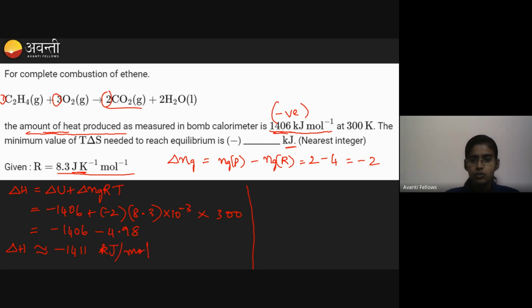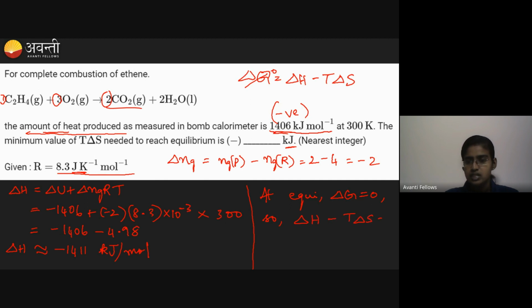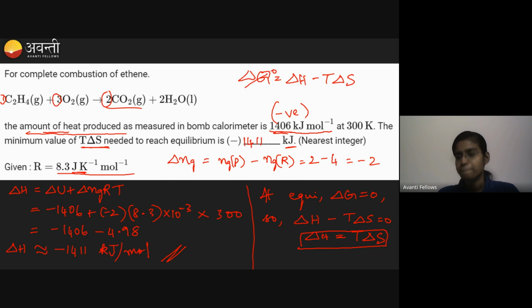Okay. Now at equilibrium, we know that delta G is equal to 0. So delta G is equal to delta H minus T delta S, right? So delta G goes to 0. So delta H minus T delta S is 0. So delta H is equal to T delta S. So we know delta H. So it is equal to T delta S. In the question we have to find out T delta S. That is equal to minus 1411 kilojoule. Okay.